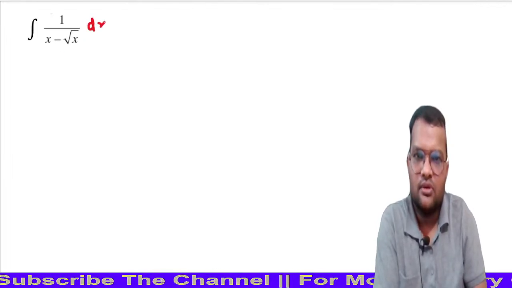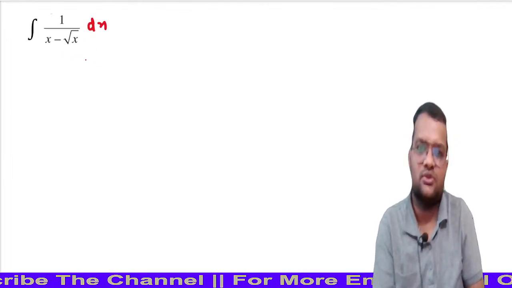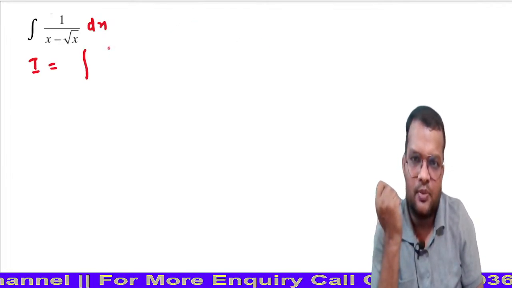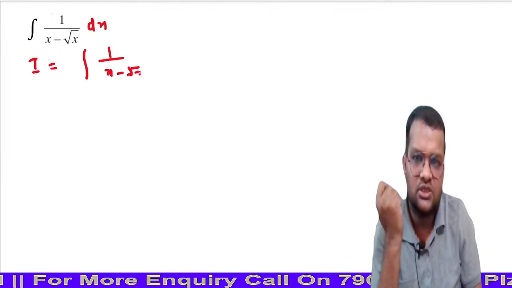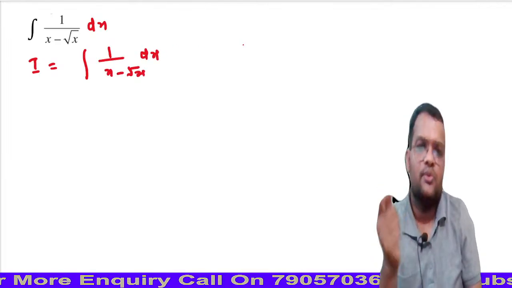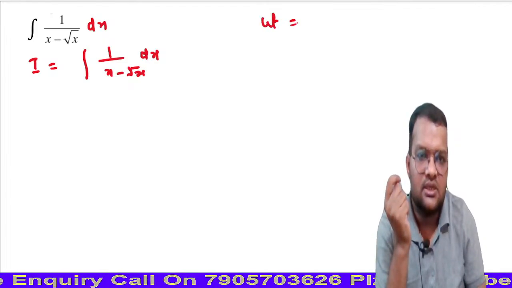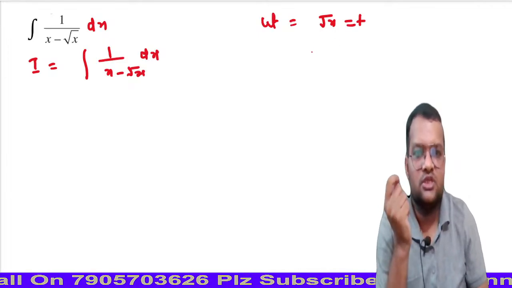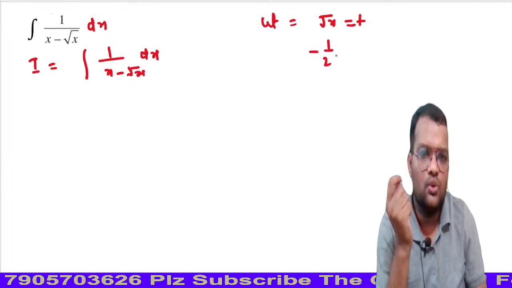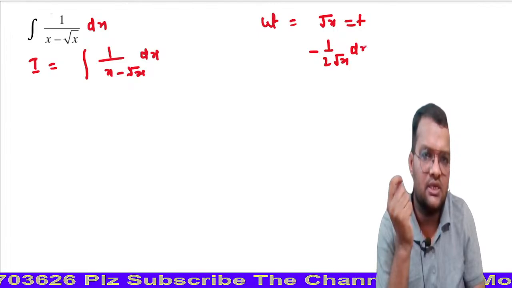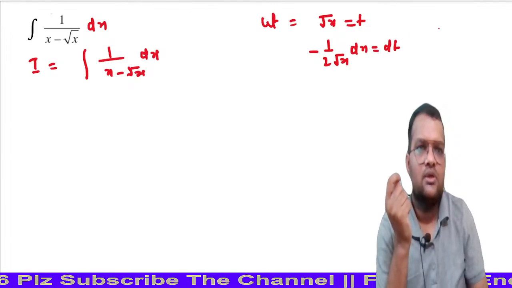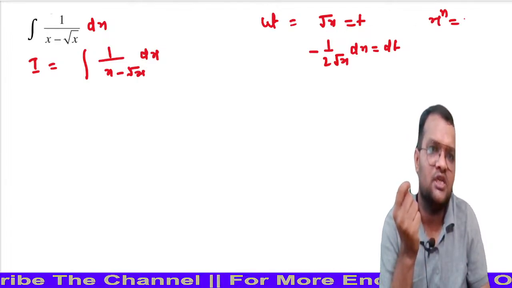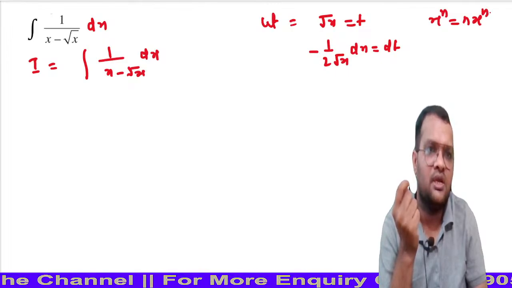Integrate 1 upon x minus root x. Okay. So this is the integration of 1 upon x minus root x dx. So we need to let root x is equal to t. So it becomes minus 1 upon 2 root x dx is equal to dt, by differentiation of root x. You know the formula of differentiation: x to the power n is equal to n x to the power n minus 1.